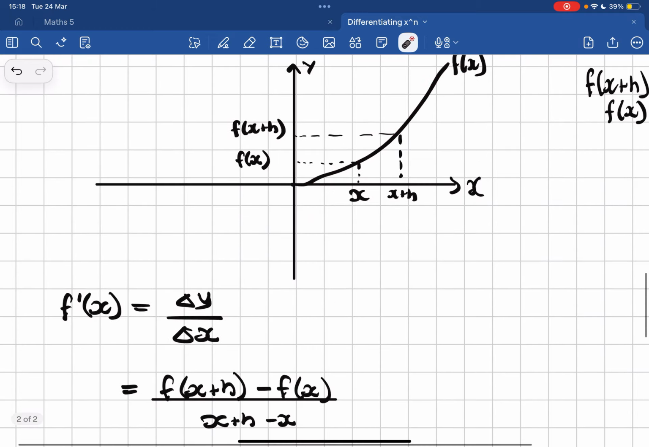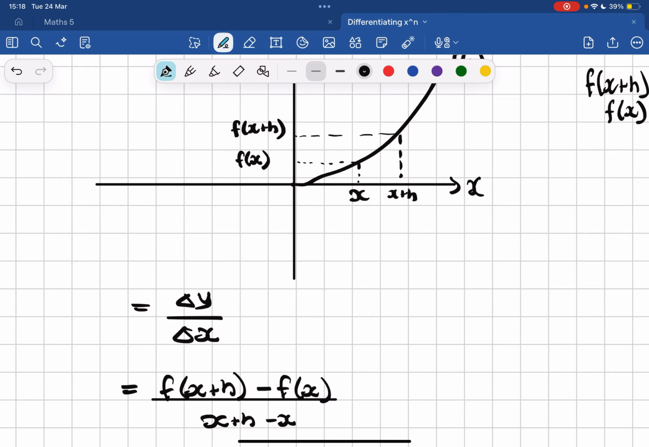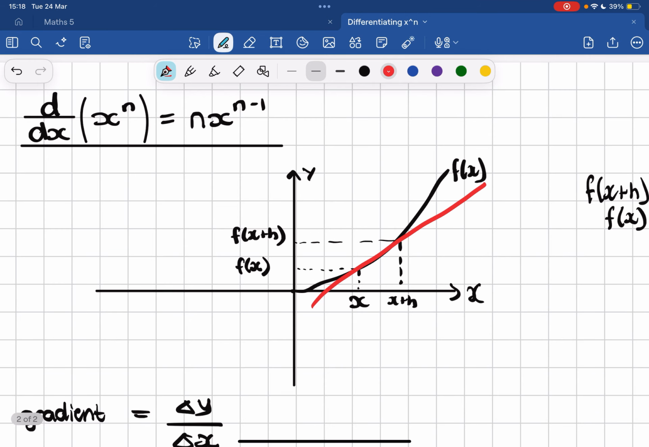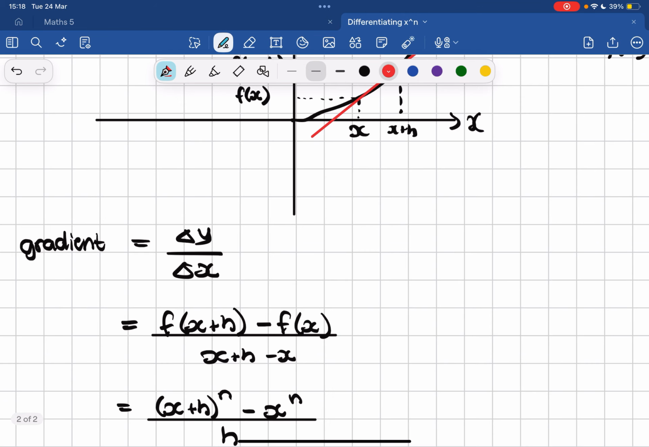Sorry, this bit here is wrong. This is not the derivative, this is just the gradient of a line. Let's draw a line on and call it line L. It's the gradient of L.